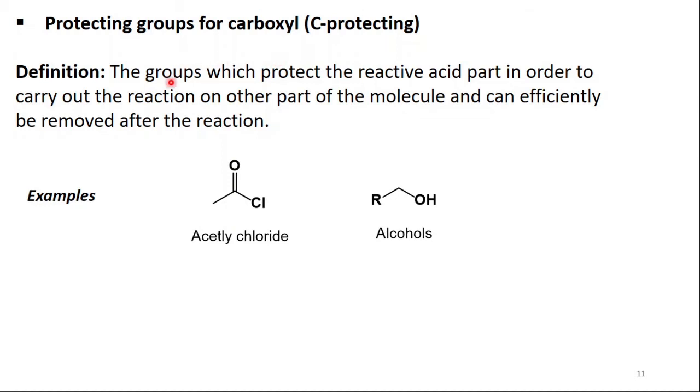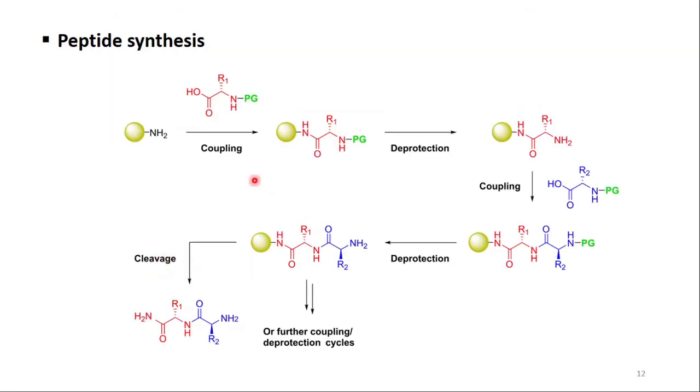Remember there are various protecting groups for COOH also, but very commonly used in peptide synthesis are acetyl chloride and some alcohols, because you can make esters and easily remove them by simple hydrolysis. Some other groups can be used, but removal is a bit difficult. You can see how a peptide can be synthesized by making use of these protecting groups and efficiently converted to a peptide bond.